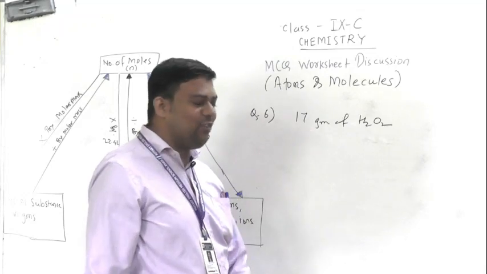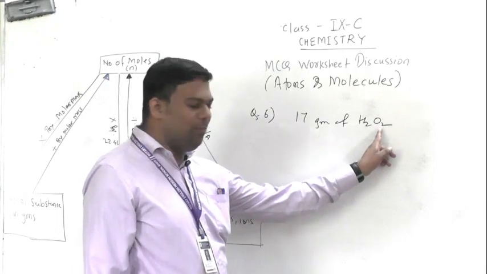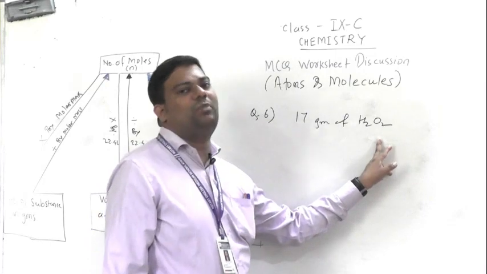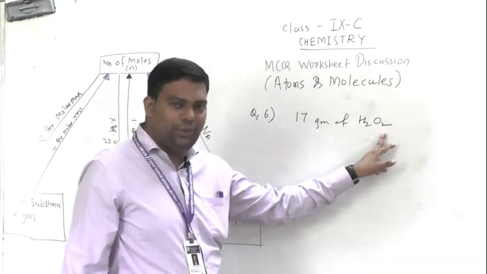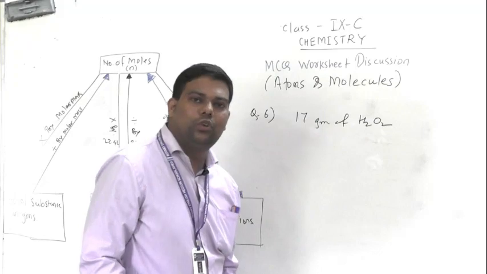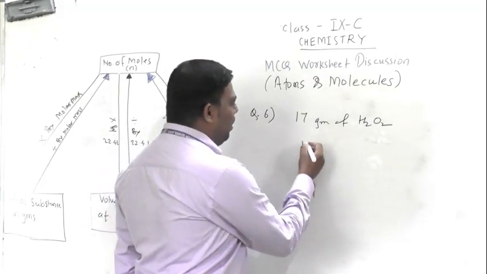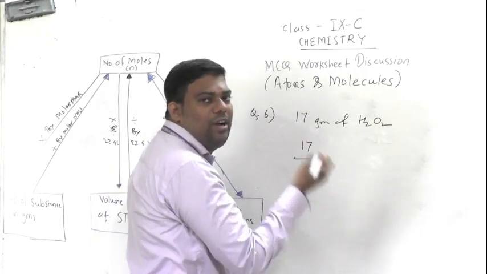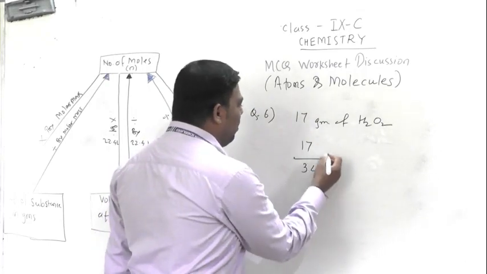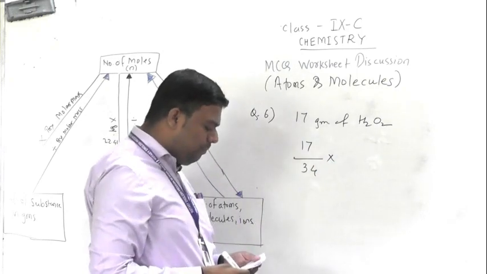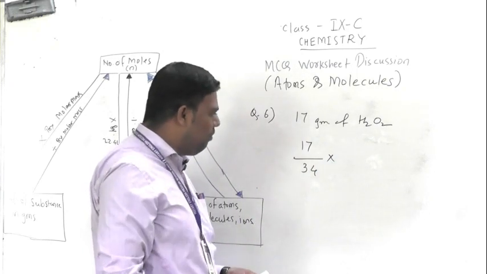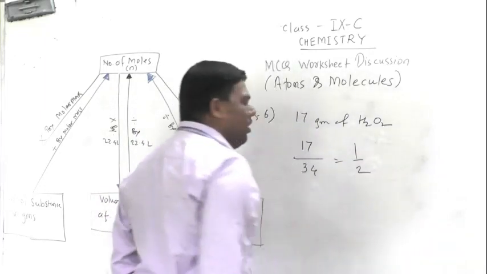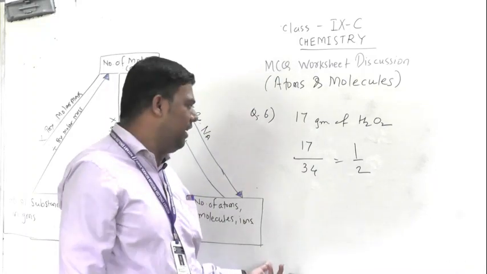So see, we can calculate easily. Oxygen atomic number 8, mass number 16. So 16 into 2 is 32, plus 2, so 34. So given mass divided by the molecular mass, that is 34. What you have to calculate? Number of moles. How much will you get? Half. Understood? Half mole you will get.